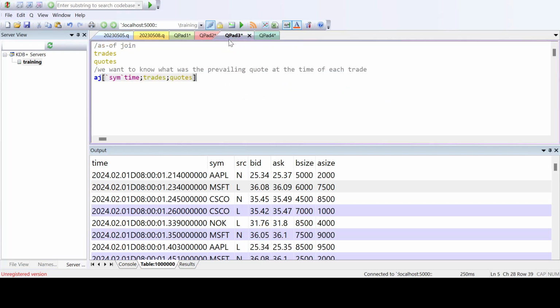So this is the as-of join, to get the last prevailing quote at the time of the trade. Okay, so this was the as-of join. Hope it was clear. We will talk in the next video.